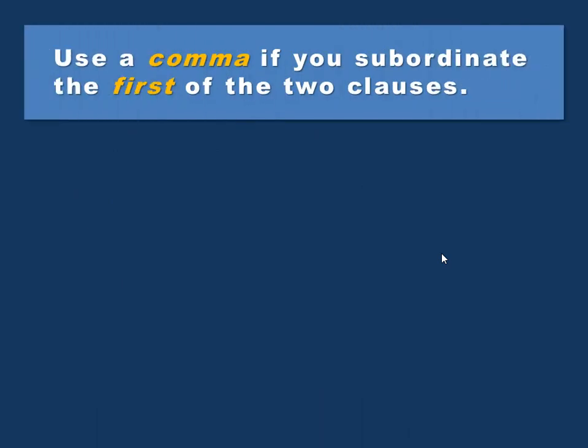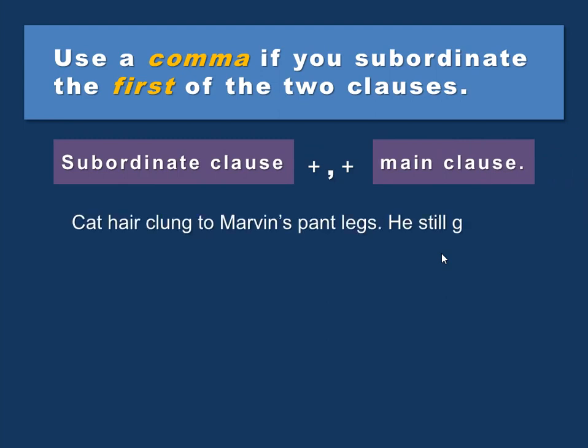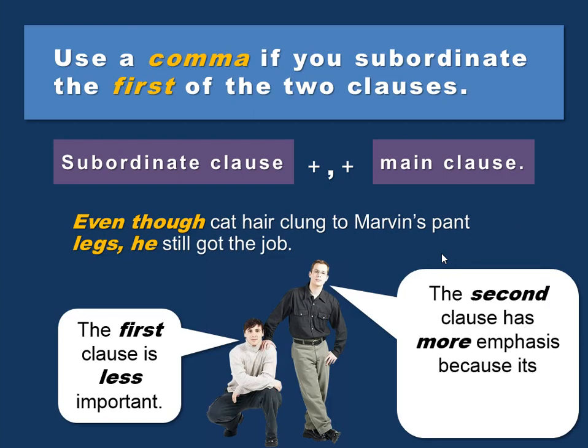Use a comma if you subordinate the first of the two clauses: subordinate clause, comma, main clause. For example, cat hair clung to Marvin's pant legs. He still got the job. Even though cat hair clung to Marvin's pant legs, he still got the job. The first clause is less important. The second clause has more emphasis because its thought is complete: he still got the job.